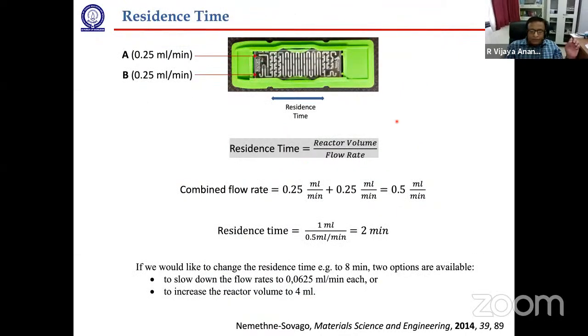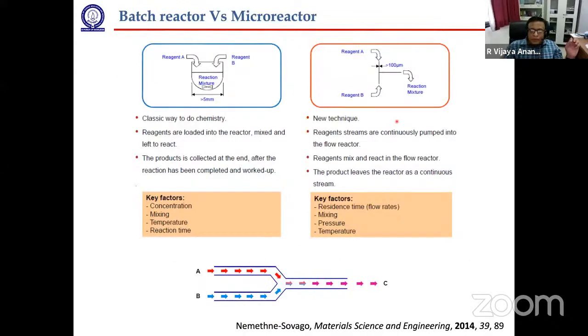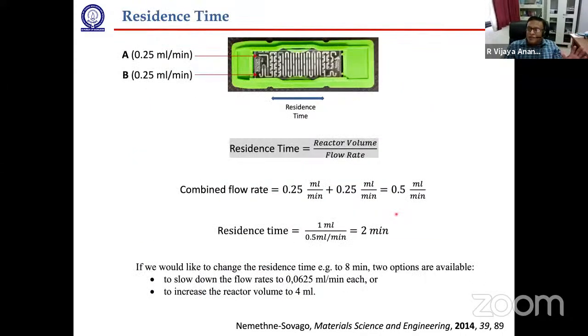Another important thing we have to monitor in continuous flow reaction is the flow rate. What is flow rate? It is nothing but how long the starting material stays in the microchannels. That is called residence time. Okay, so that we have to take care of. This residence time can be easily calculated by dividing the reactor volume by flow rate.